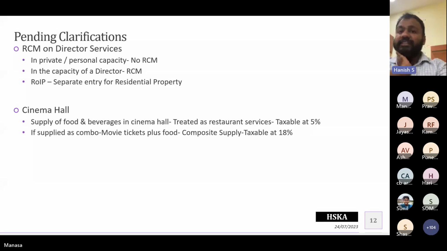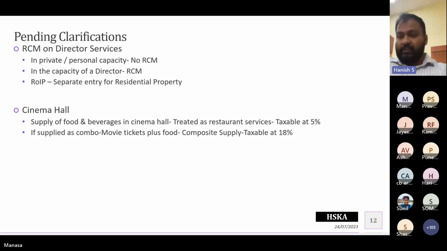Point number one, RCM on director services. So any remuneration to a director, the officer would say, you have paid this remuneration to the director, you are required to pay tax under reverse charge mechanism. It could be the director is working as a consultant also. The director is getting sitting fees also. The director has given his commercial property on rent to the company. So he could give a variety of services, but the authority will say he is a director of the company. Services by a director to the body corporate are liable to tax under reverse charge mechanism. So please pay taxes under reverse charge mechanism on all these services.